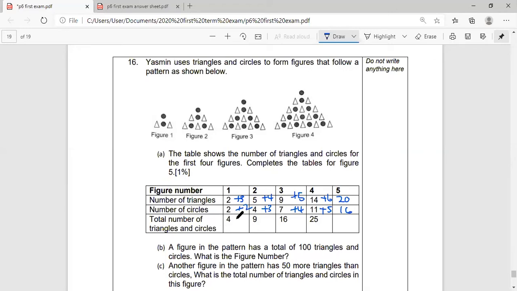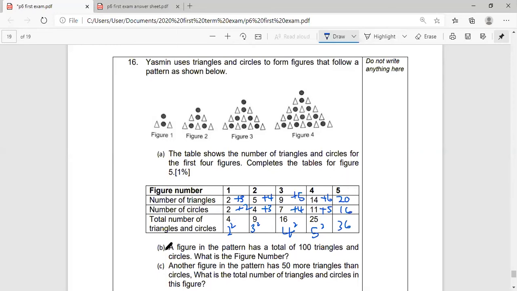Now for the total number, you notice that all these numbers are square numbers. All these numbers can be square rooted. So 4 is 2 squared, that means 2 times 2. 9 is 3 squared, 3 times 3 is 9. 16 is 4 squared, 4 times 4 is 16. 5 times 5 is 25, so the next one should be 6 times 6, 6 squared, which is 36. Now you get the answer for figure 5.